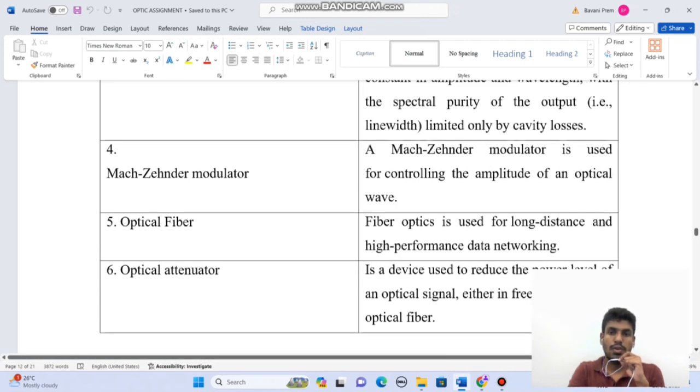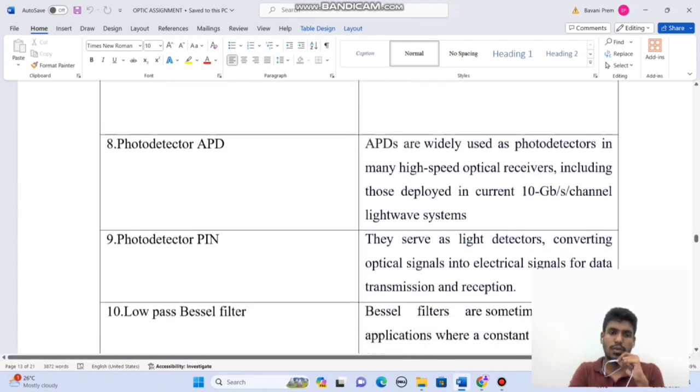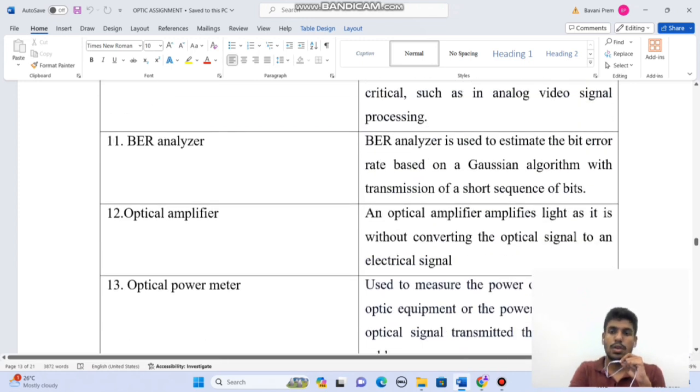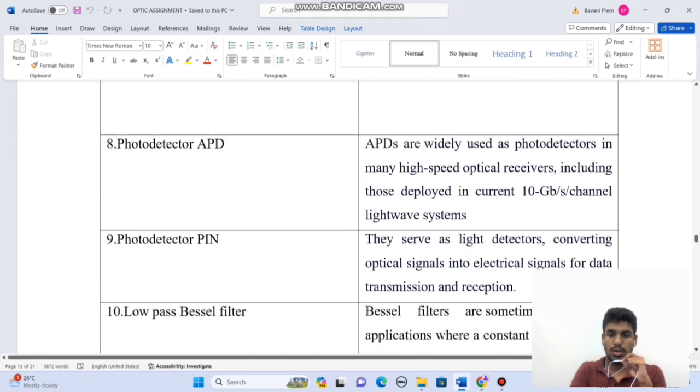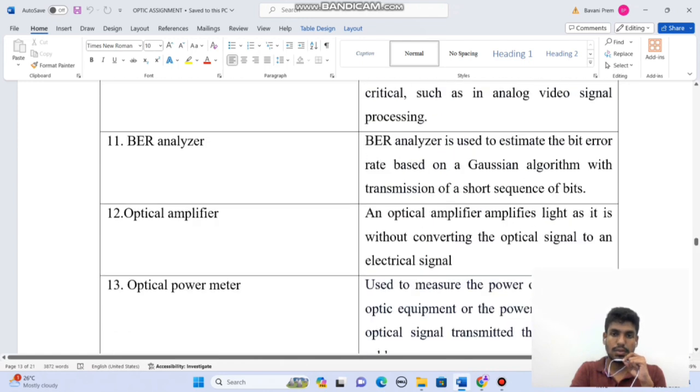Next is the Mach-Zehnder modulator, used for controlling the amplitude of an optical wave. The optical fiber and optical attenuator, then the power splitter to the APD and the PIN, that's what I was explaining. The low pass filter is used in applications where a constant group delay is critical. We are analyzing to observe the Q factor and eye diagram. The optical amplifier amplifies the light without converting the optical signal to an electrical signal. The optical power meter measures the power at the receiver or the power of the optical signal transmitted through the fiber.